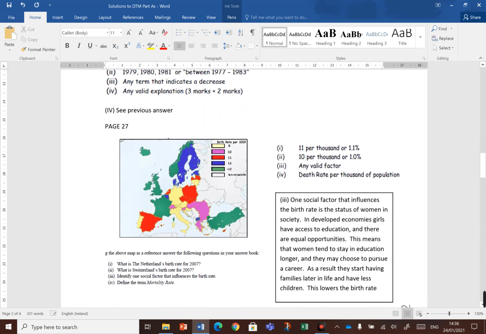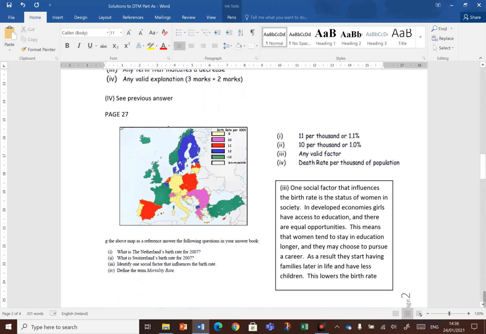Okay, still on page 27. What is the Netherlands birth rate for 2007? So do we know where the Netherlands is? It's this country here. It's red. You go up and see red corresponds with 11 per 1,000. Okay. Switzerland's birth rate for 2007. So Switzerland is in here in pink. Pink indicates 10 per thousand.